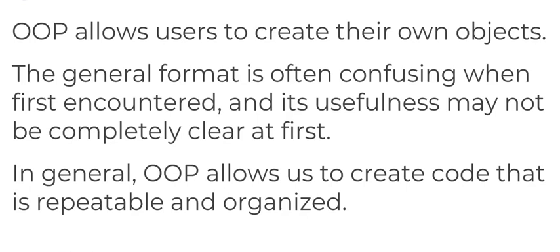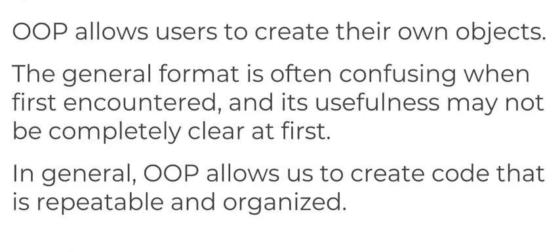OOP, or object-oriented programming, allows users to create their own objects with their own methods and own attributes. And the general format is often confusing when first encountered, particularly because of the use of a self keyword. And its usefulness may not be completely clear at first for beginners. But in general, object-oriented programming allows us to create code that is repeatable and organized, and at a certain scale, you're going to need to understand how to work with object-oriented programming in order to make sure your programs themselves are flexible.